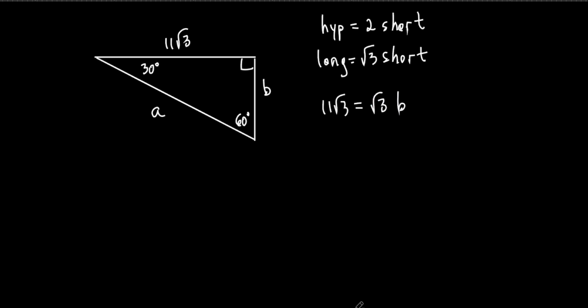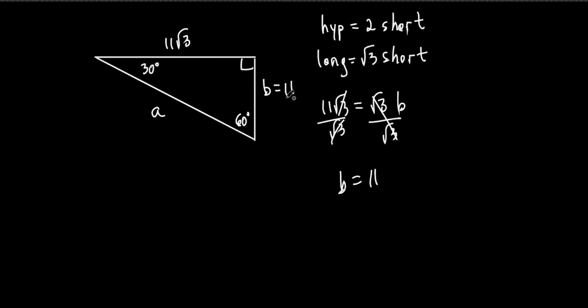And now I just have to do a little bit of math. It's really not hard math. Remember when I said they made this kind of easy for you by putting a square root of 3 here? Okay, they did. And I'll show you why now. So I get b by itself, so I divide by the square root of 3, divide by the square root of 3. That cancels, so I have b equals 11.